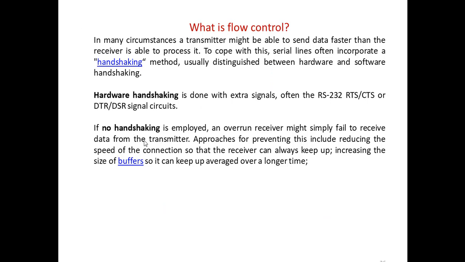There is also no handshaking if there is no control, and if you see a problem, this problem can be prevented by reducing the speed of the connection so that the receiver can always keep up, or increasing the size of the buffers. So this is called flow control.